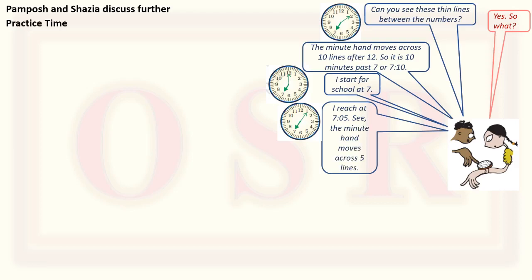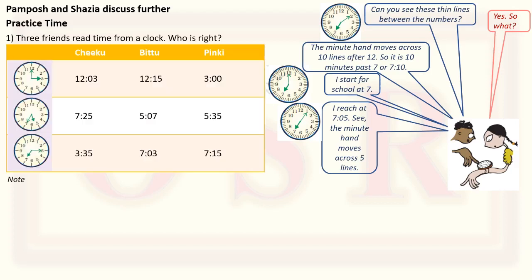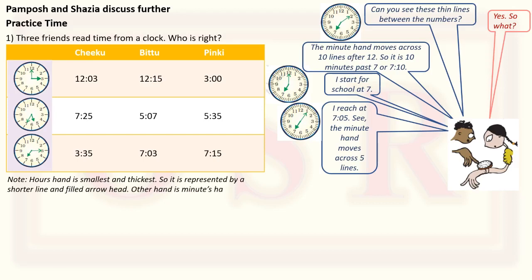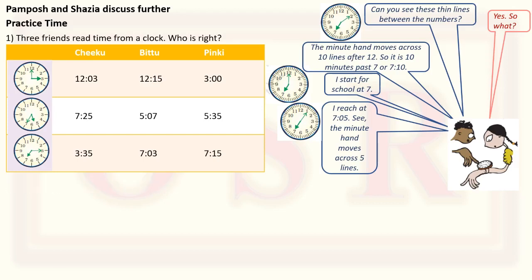Now practice time. Three friends read time from a clock. Who is right? Now this is the image. Note, the hour hand is the smallest and thickest, so it is represented by a short line and filled arrowhead. Other hand is the minute's hand. Okay guys? Now the first clock. In the first image, the hour hand is at 3 and the minute's hand is at 12. So the time is 3.